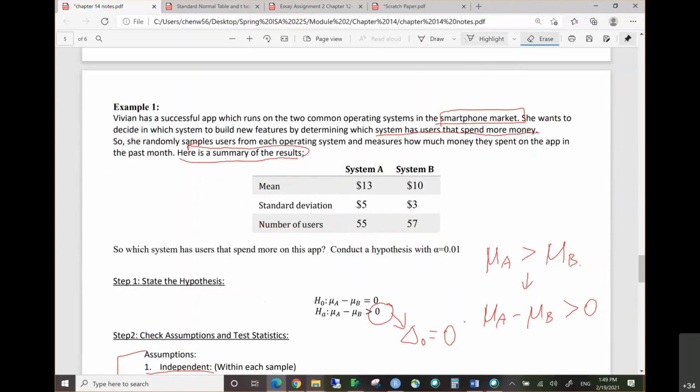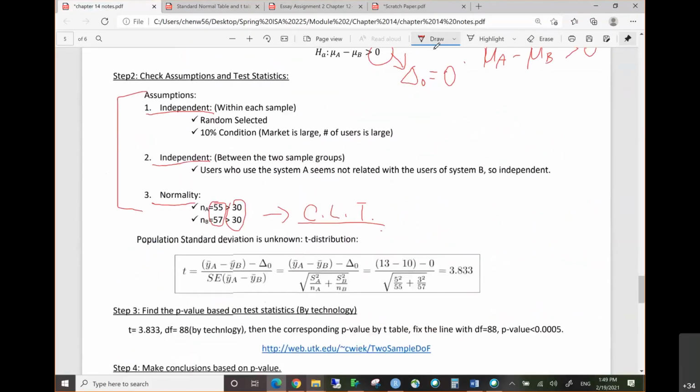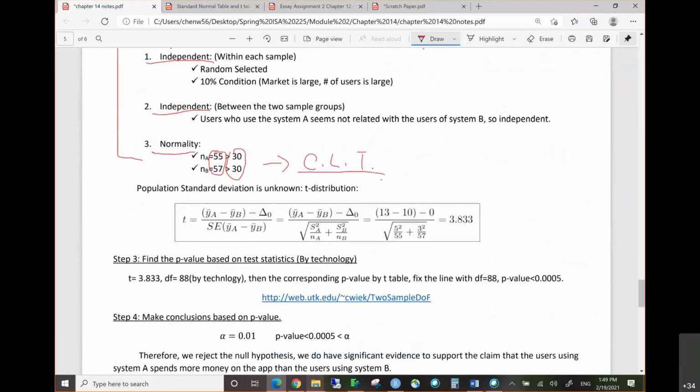We only have the sample standard deviations. We do not have the population standard deviations. So in this case, since sigma 1 and sigma 2 are unknown, we need to use the t-test statistics.